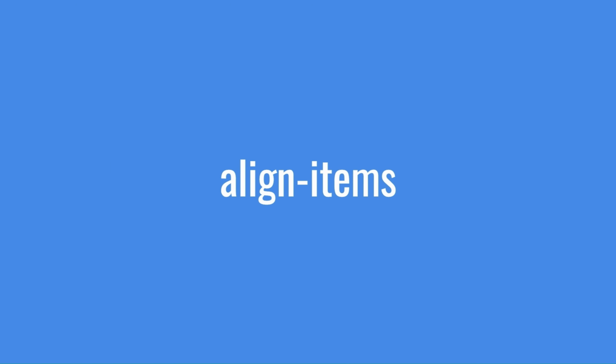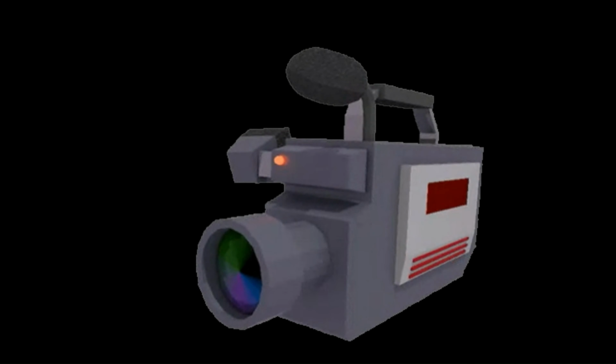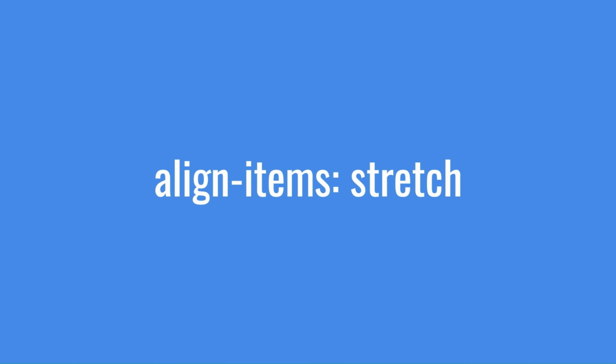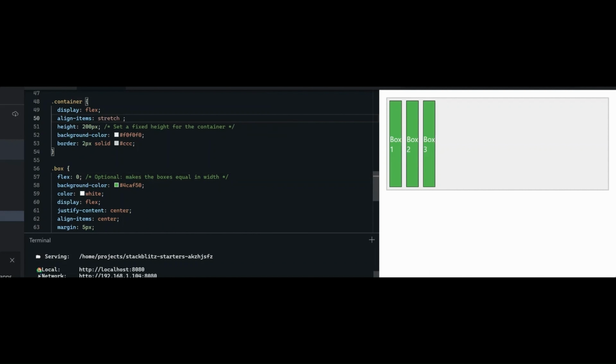Now, vertical alignment used to be the nightmare of CSS. But with align items, it's like having a floating camera that can perfectly position everything at any height. Think about it like this. Stretch. Stretch is like when you are hanging curtains and they naturally stretch from rod to the floor. This is the default behavior.